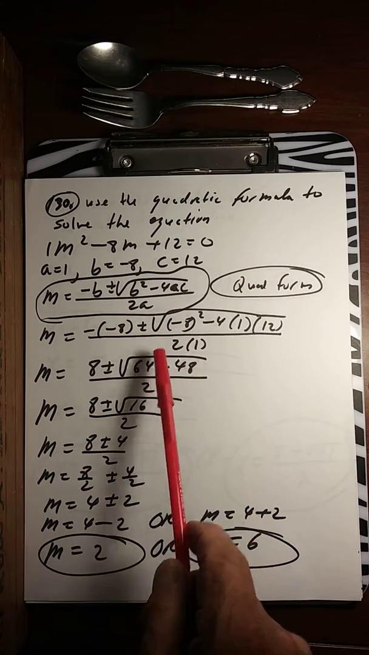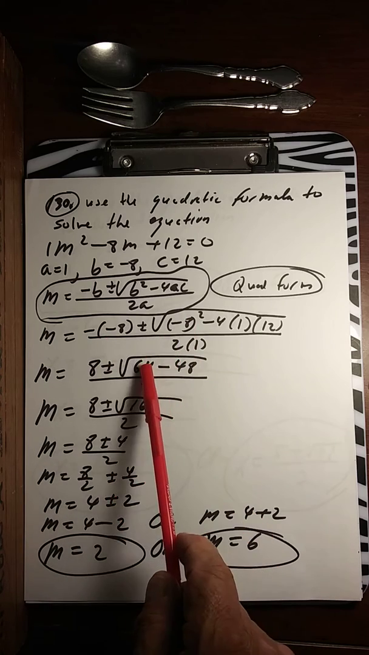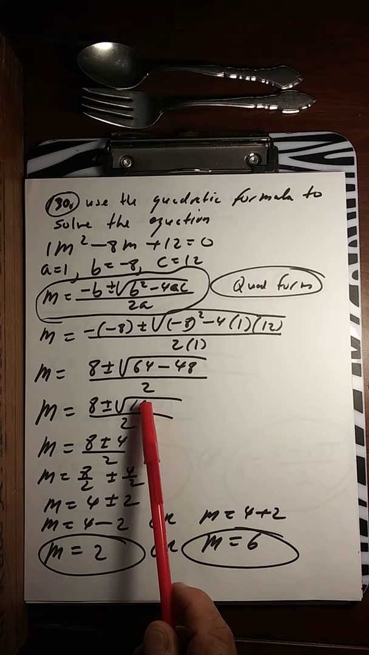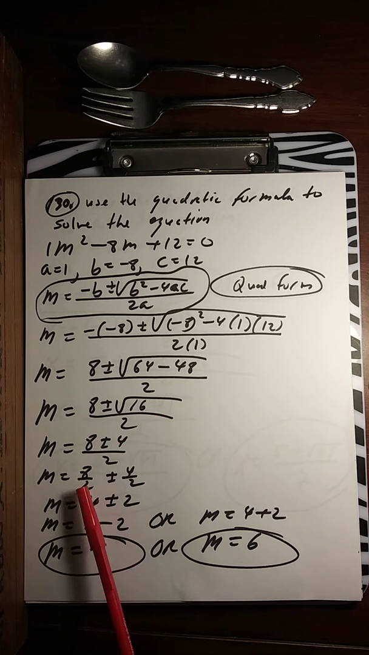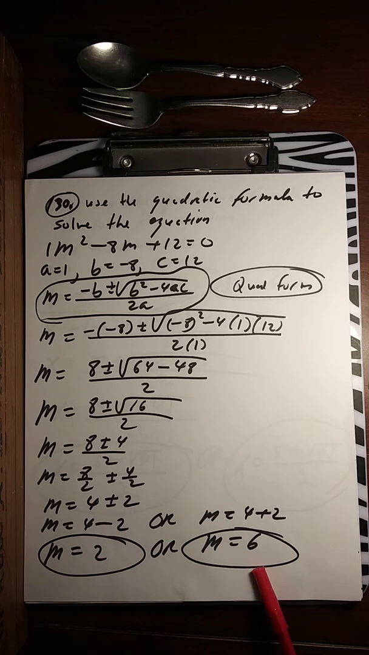Negative 8, negative 8 squared. 4 times that. So negative negative 8 is positive 8. Negative 8 squared is 64. And that times that is 48. That's square root of 16. Square root of 16 is 4. So you have divide by 2. So this is going to be 4 plus or minus 2. 4 minus 2, 4 plus 2. So it's going to be 2 and 6.